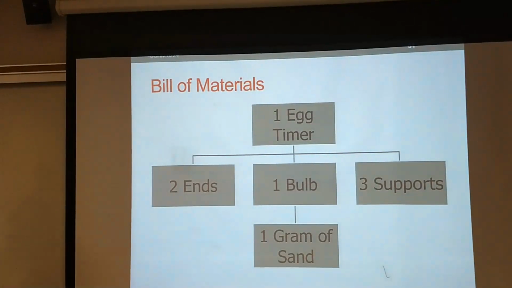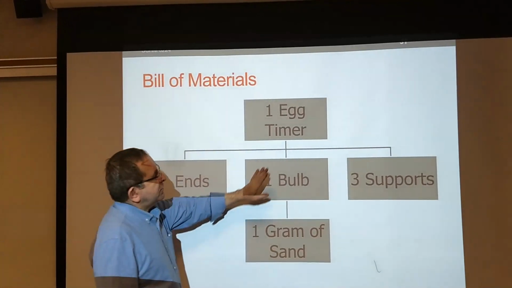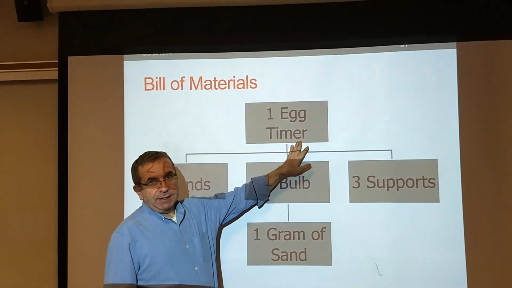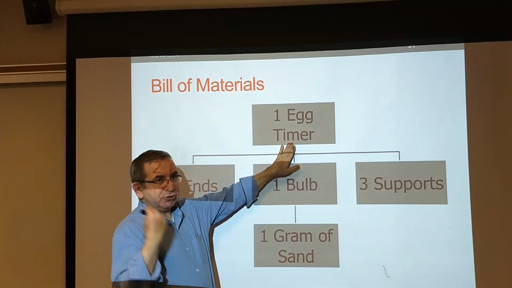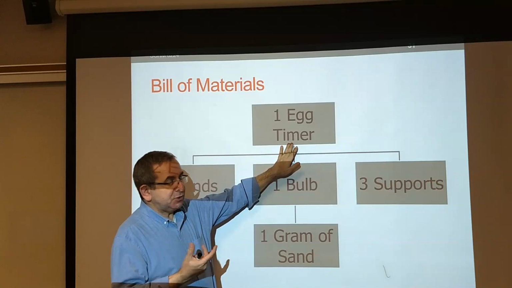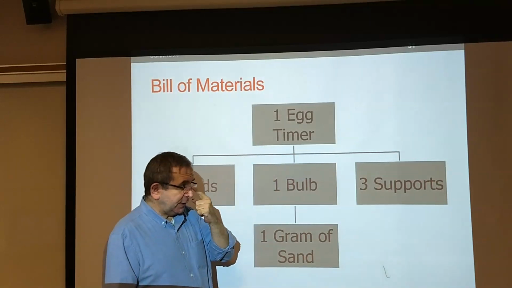For example, let's say you're selling egg timers. So this is your finished good, this is what you make, this is what you ship to your customers, this is what customers buy you, so this is your finished good.